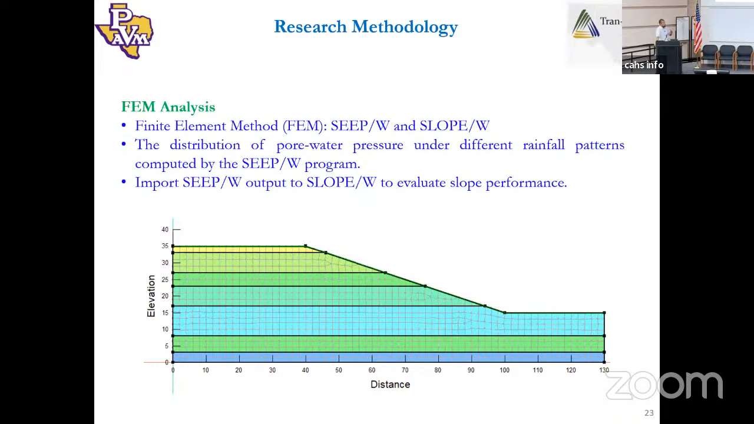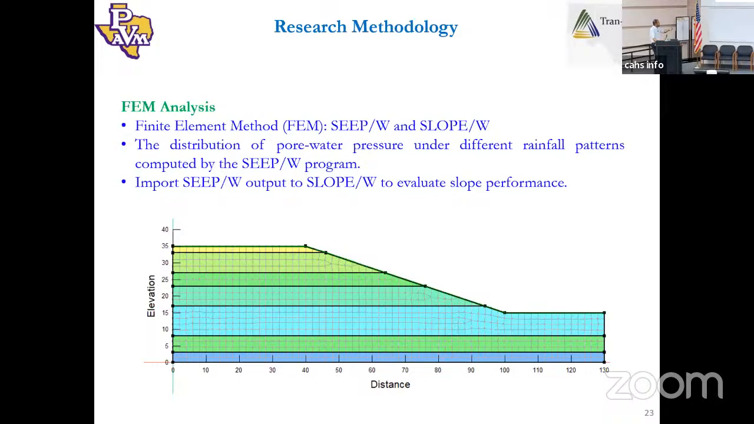Now, temperature variation was not a major factor in our study, so we didn't use that. So we used SEEP/W to see how the water will seep through the soil. And once it seeps through the soil, what will be the strength? I mean, what is the stability of the slope using the SLOPE/W module?